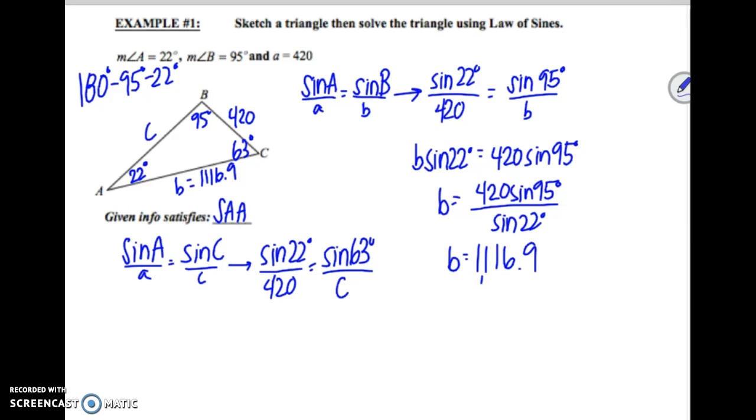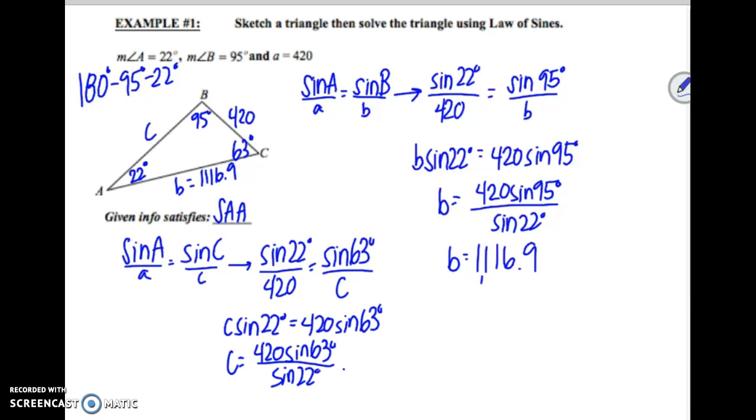Now multiplying by our denominators on both sides, we are left with C times sine of 22 degrees equals 420 times sine of 63 degrees. Dividing by sine of 22 degrees on both sides, we're left with C equals 420 sine of 63 degrees divided by sine of 22 degrees. Typing this into your calculator, we are left with C equals 999.